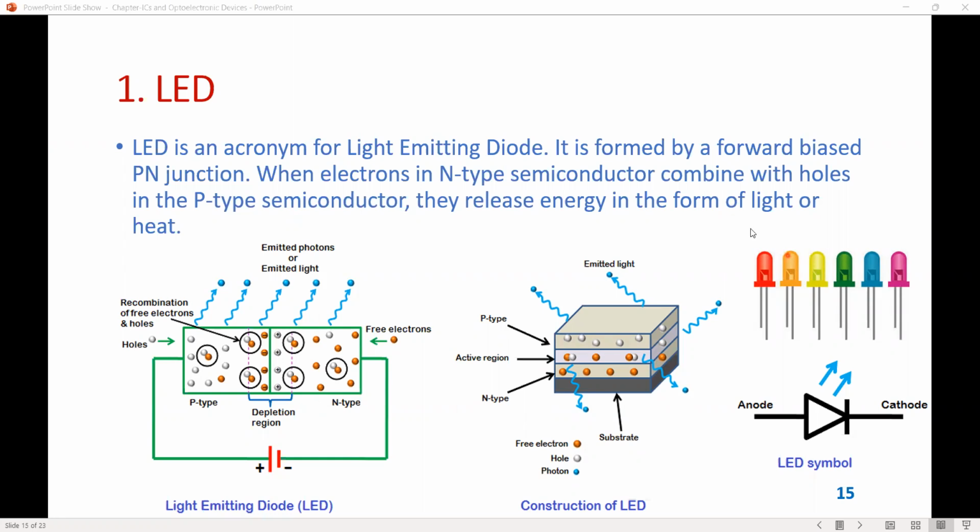Okay. So this is about the LED. So you need to read it. You need to understand it because we can ask the basic questions from this here. Next.